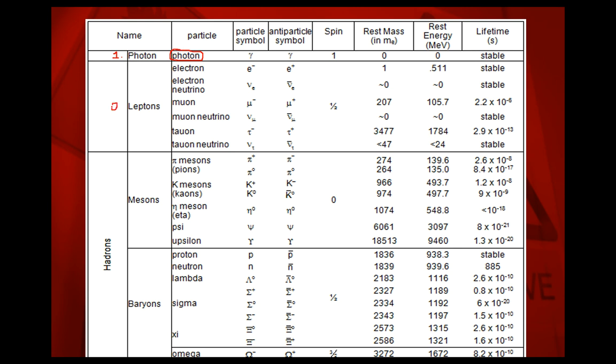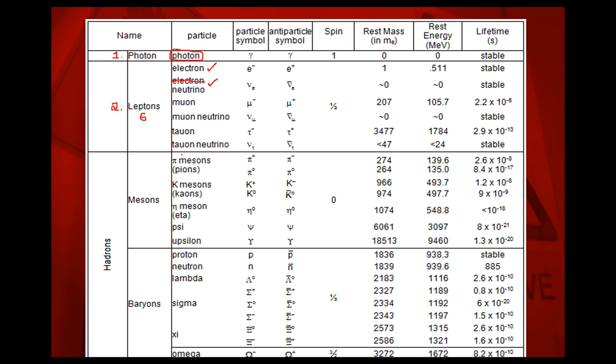Family number two, we have the leptons. There are actually only 6 of them. We know about 2 of the 6: the electron and the electron neutrino. That's just a neutrino. Sometimes we call it an electron neutrino because it's typically accompanied by an electron in a radioactive decay process. And we have some other ones too. We have a muon neutrino, a tauon, and a tauon neutrino. But again, there are only 6 of these lighter particles.